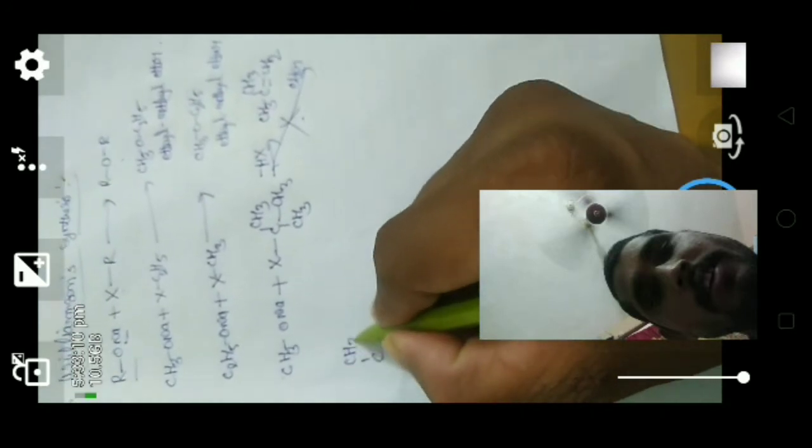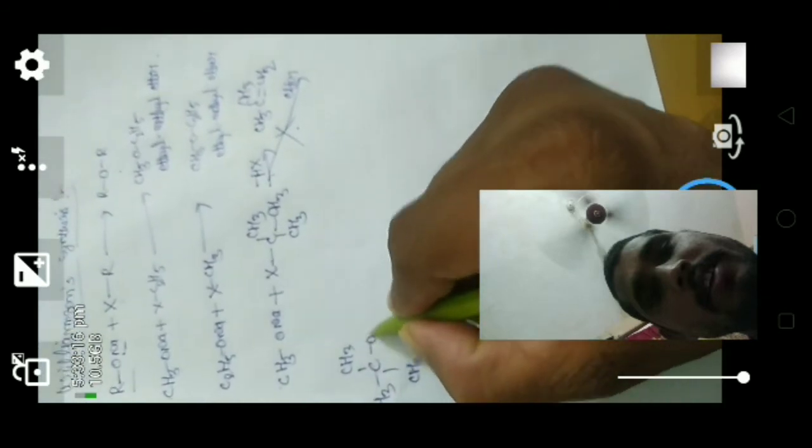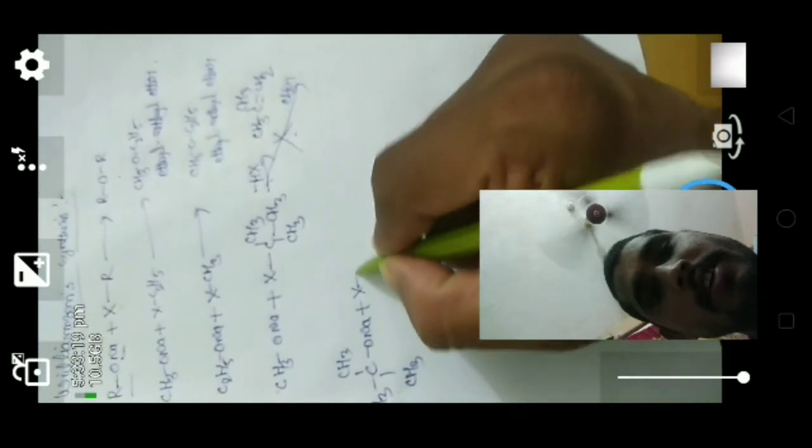Here, sodium tertiary butoxide, when you react with methyl halide, gives ether. This is methyl halide, and this is sodium tertiary butoxide. Here there is no elimination taking place. The elimination of sodium halide takes place here and gives ether.